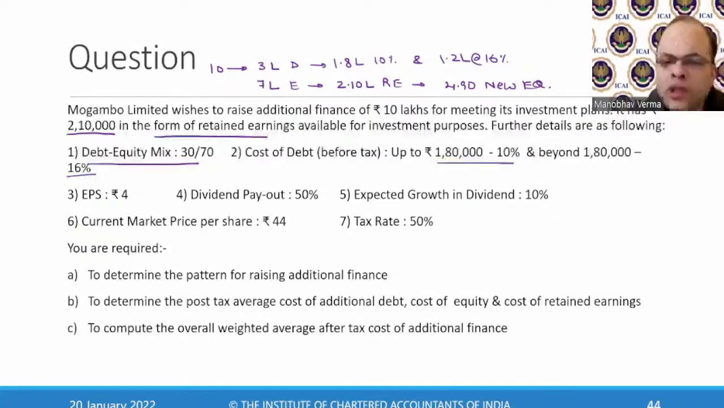Does that answer question number A, guys? The pattern of raising the finance? That is question number A for us. Saurabh, absolutely perfect. But Saurabh, just remember that in the debt you have two different types of interest.